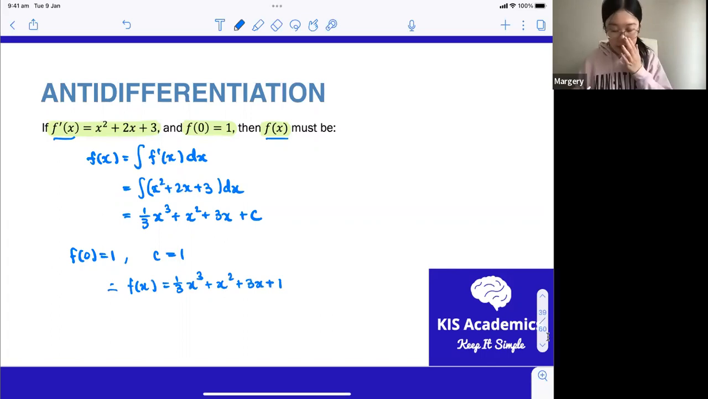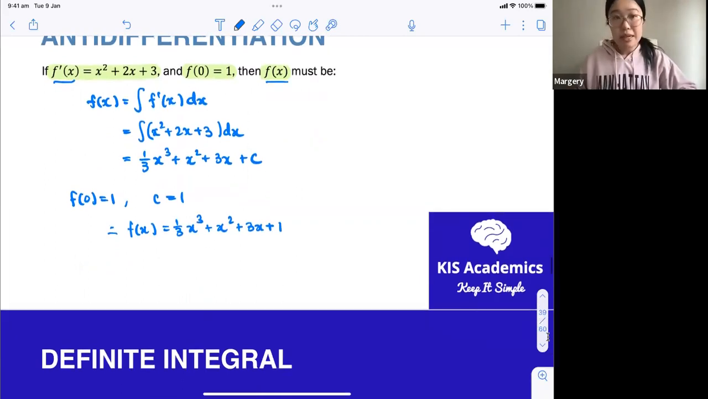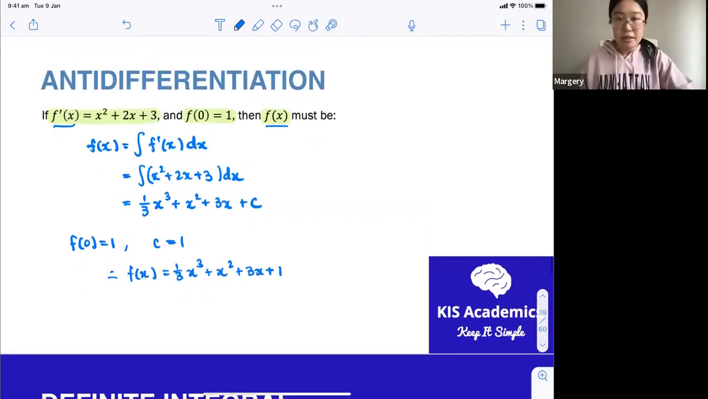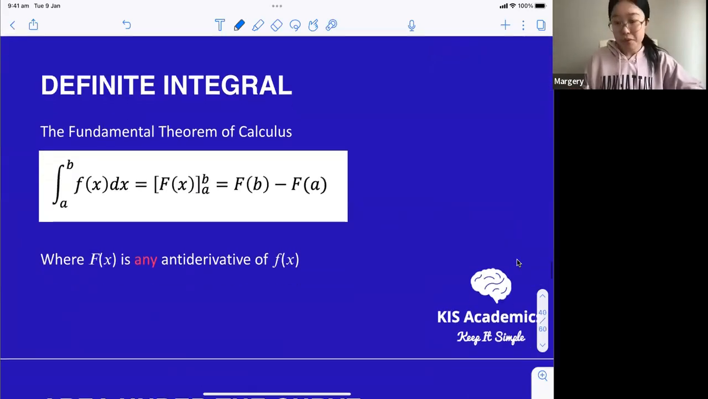So yeah, it's a bit of application in terms of anti-differentiation. And again, let me know if you have any questions in the chat. We'll continue on and have a look at a bit on definite integrals.